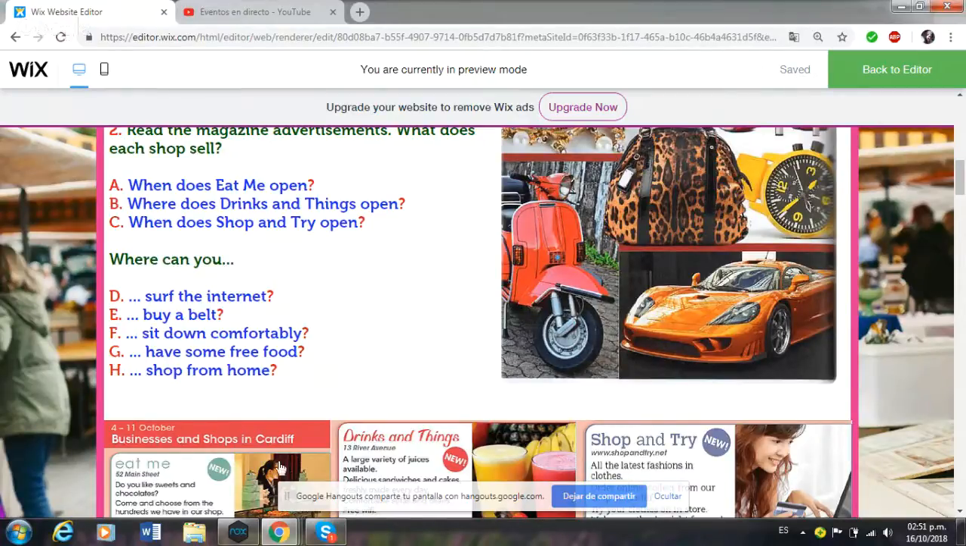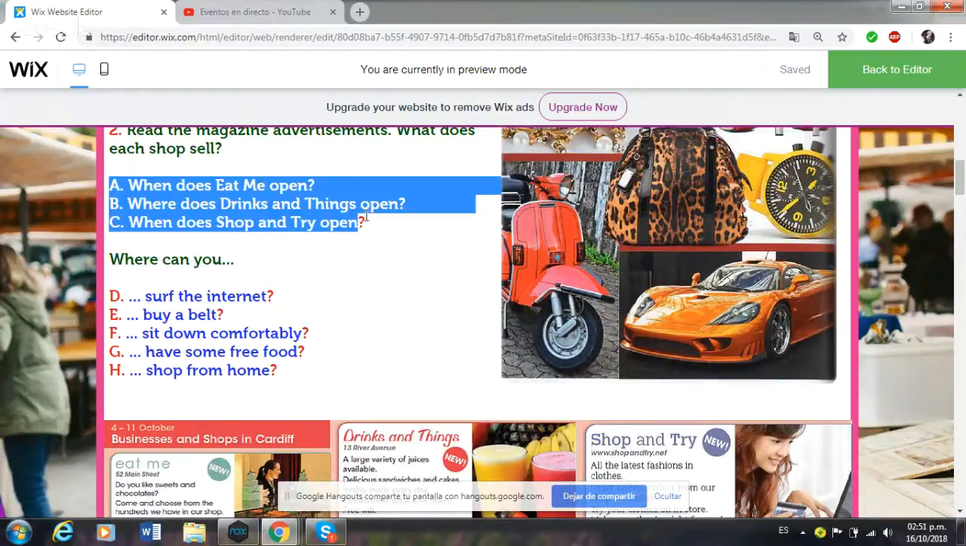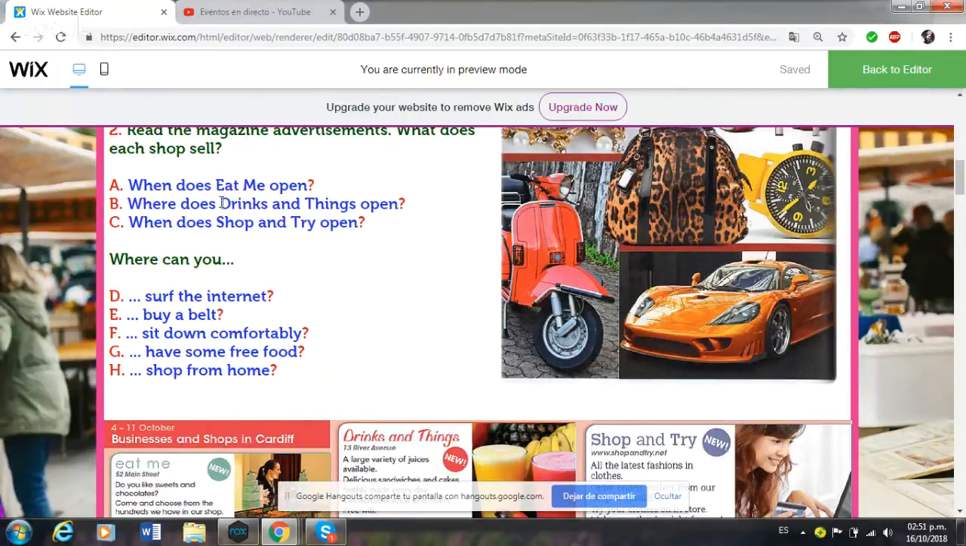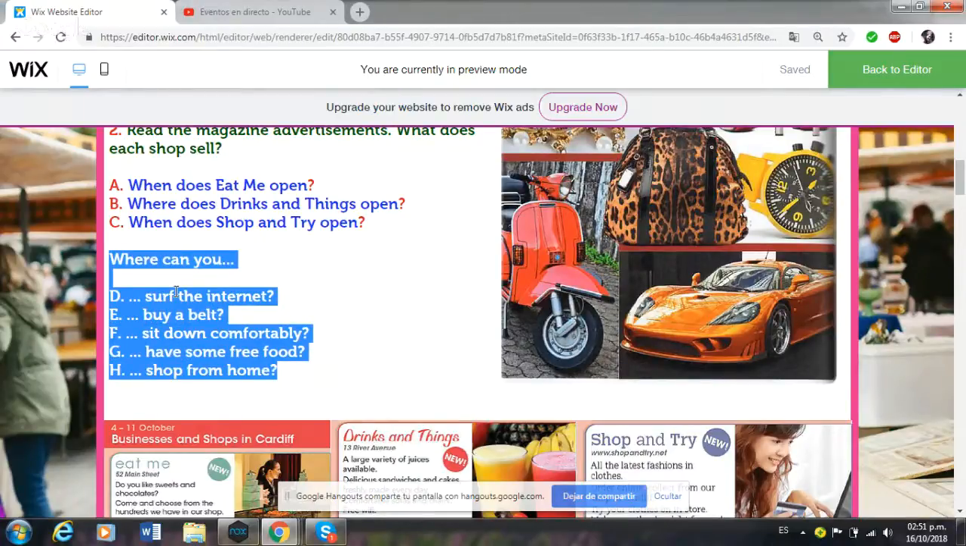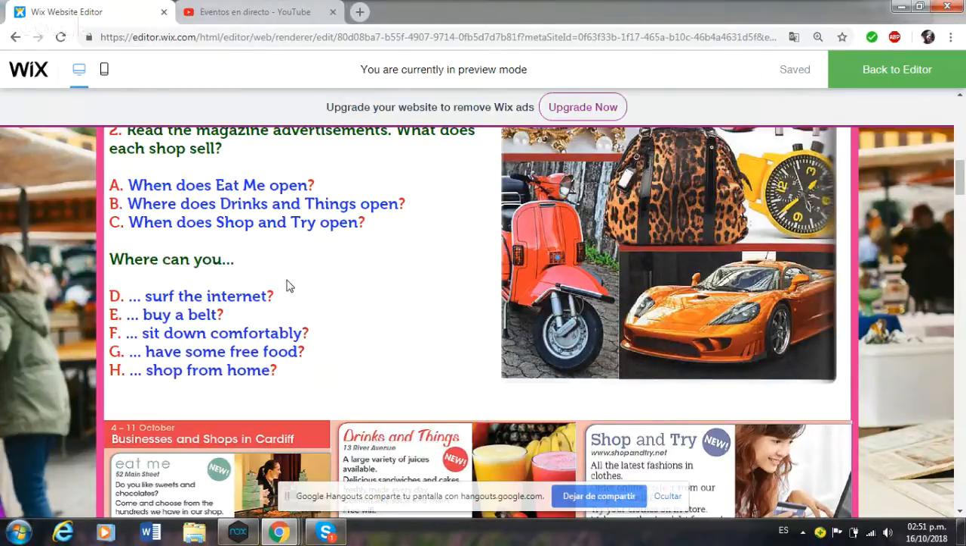When you read the three advertisements, you need to answer these three questions. Firstly, you need to answer these three questions, and then you are going to continue with these other questions. When it says "where can you," you are going to reflect, think about these advertisements so that you can answer this question related to the advertisement. Then, when you answer these three questions, A, B, C, you're going to continue with these other questions, D to H.